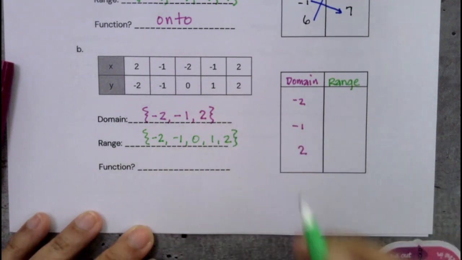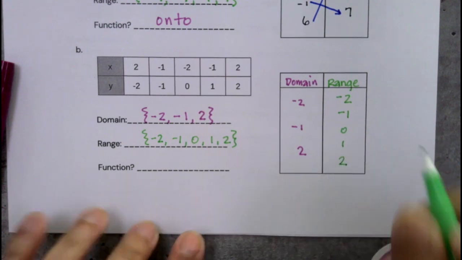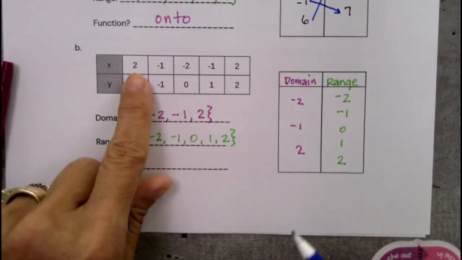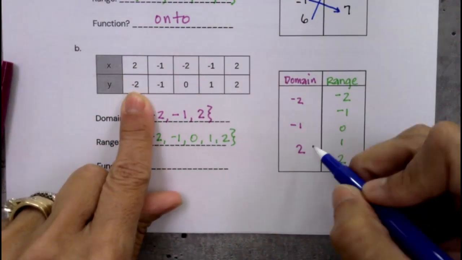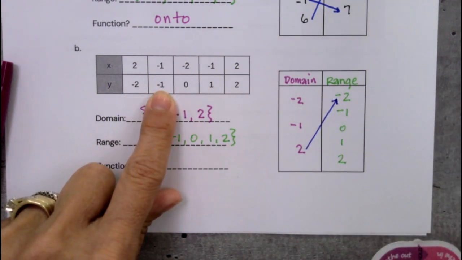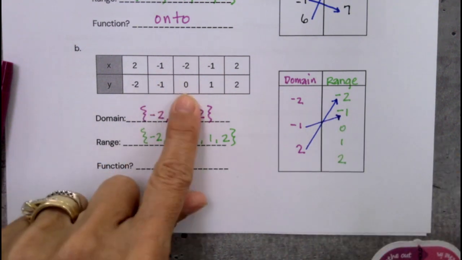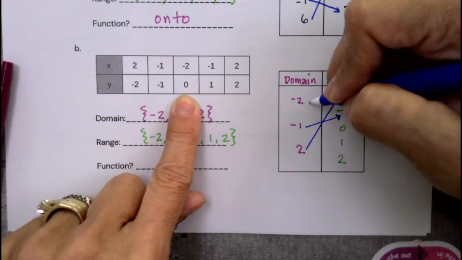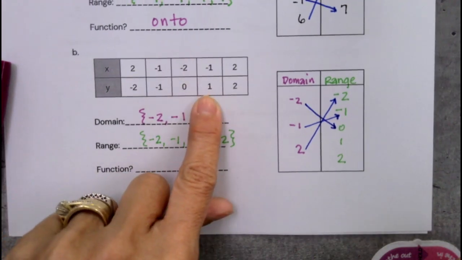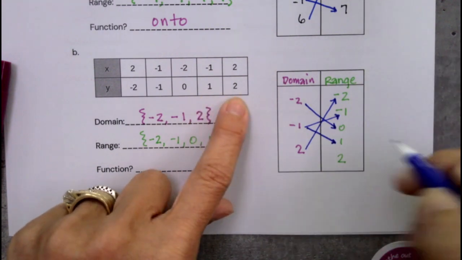Okay. So we can do our mappings. 2 goes to -2. -1 goes to -1. -2 goes to 0. -1 goes to 1. And 2 goes to 2.